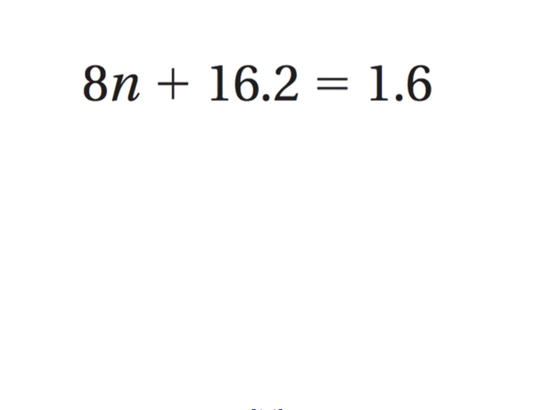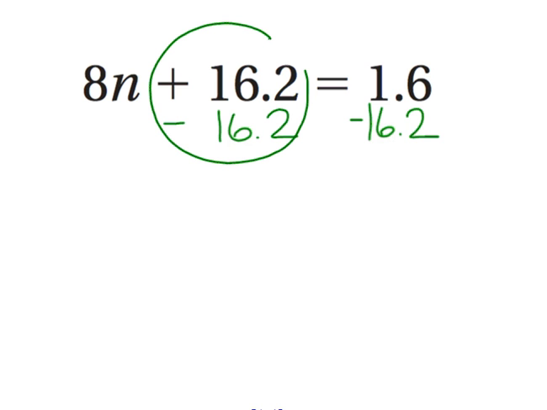Okay, next one has some decimals included, but it's going to work the same way. Just as we saw before, we're going to start with canceling out our constant. So I'm going to subtract 16 2/10 from each side. We have a 0 pair here.